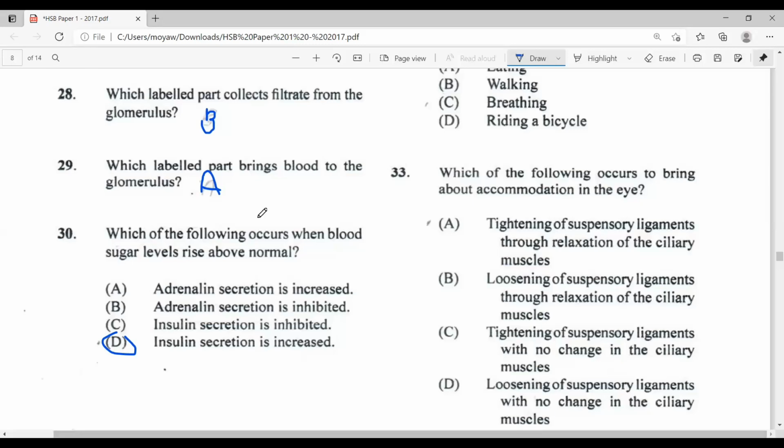So the question: which of the following occurs when blood sugar level rises above normal? Once the blood sugar level is rising above normal, then insulin will be produced. Adrenaline can help the blood sugar level to rise above normal. Whenever the person is frightened, excited, or anxious and adrenaline is produced, it can help to spike the blood sugar level. But once the blood sugar level rises, insulin will be produced to bring it back to normal, by converting the excess glucose into glycogen.